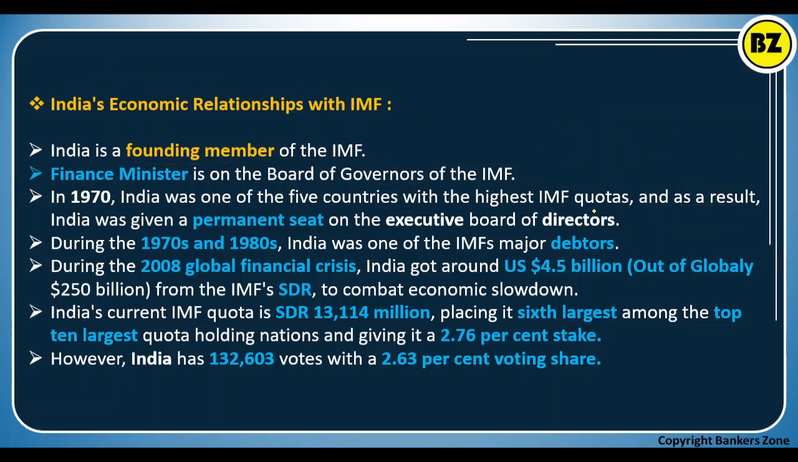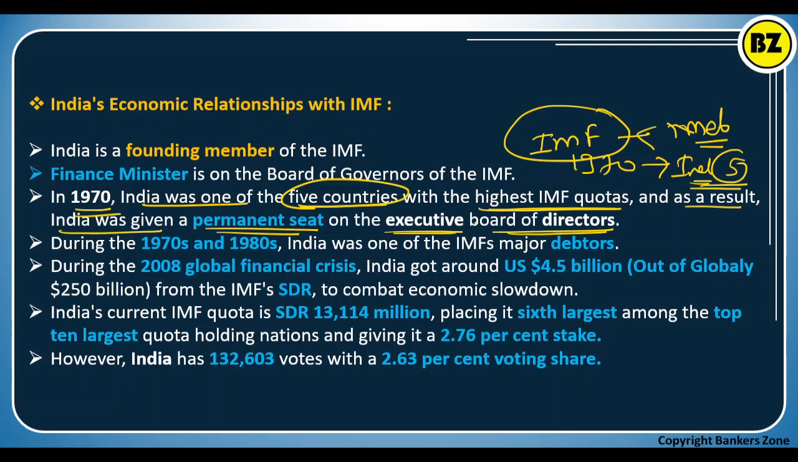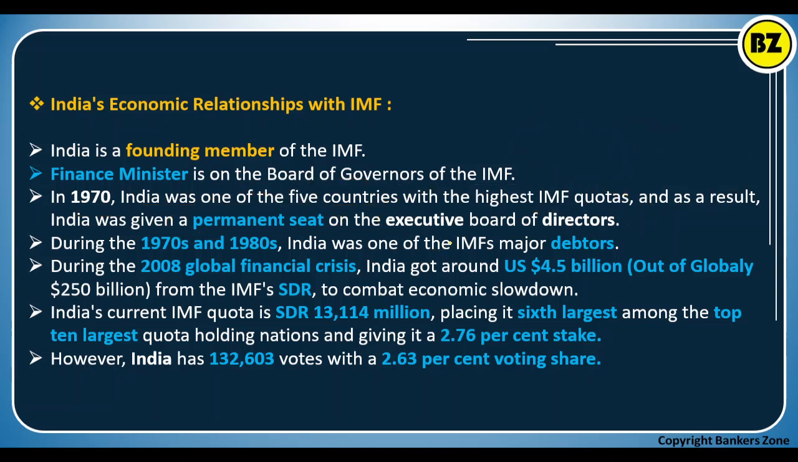In 1970, India was one of the 5 countries with the highest IMF quota. As a result, India was given a permanent seat on the executive board of directors. IMF has some quota, which means the IMF collects some funds from its members. In 1970, India was among the top 5 countries contributing to the IMF fund, and that's why India was given the permanent seat on the executive board of directors. So remember, India now has a permanent seat on the IMF executive board of directors.